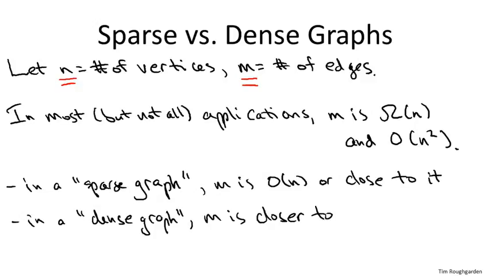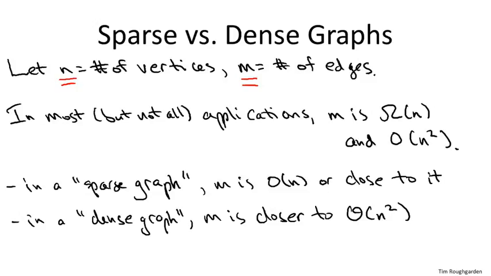Now, I know this leaves ambiguity when the number of edges is something like n to the 3/2. Usually in that case, you'd think of it as a dense graph. So usually anything which is more than n times some logarithmic terms, you'd think about as a dense graph. But again, people are a little bit sloppy with this when they talk about graphs.